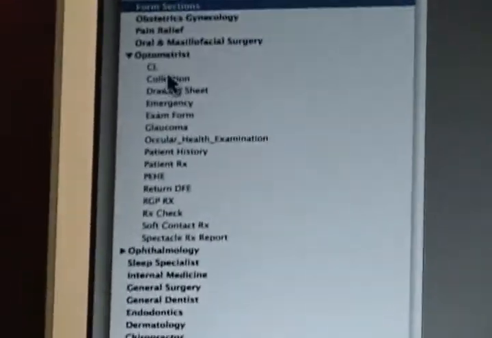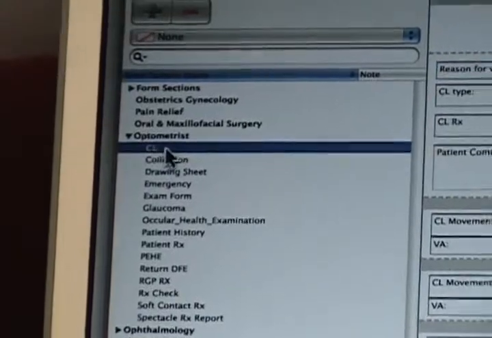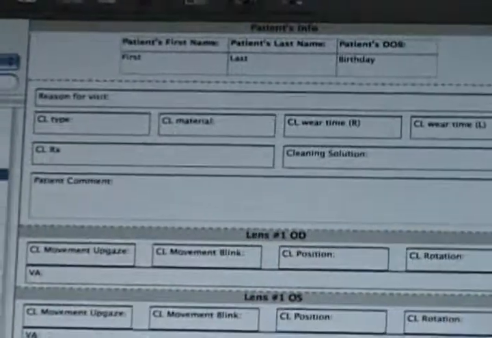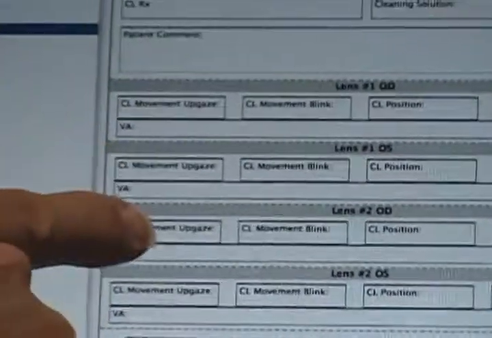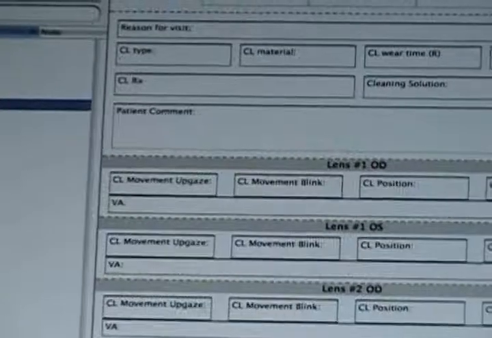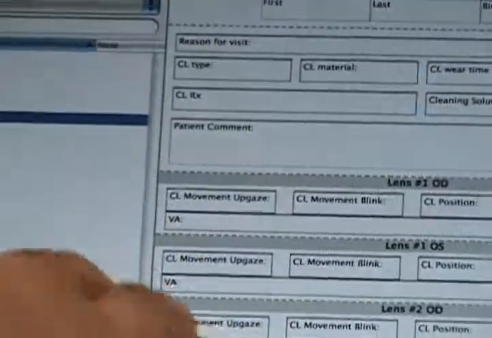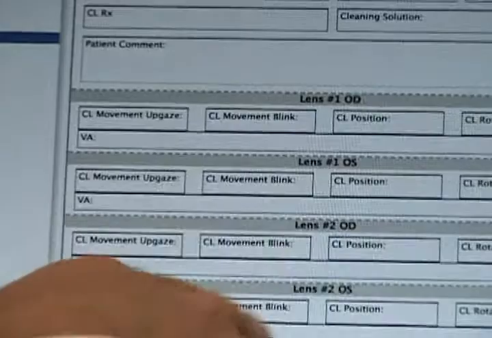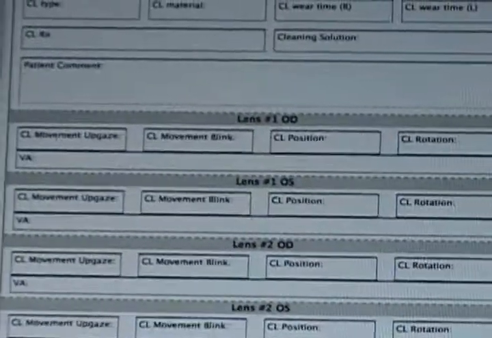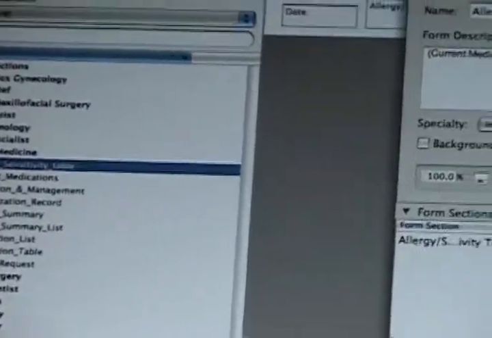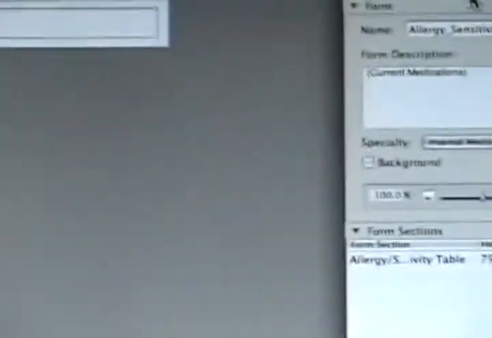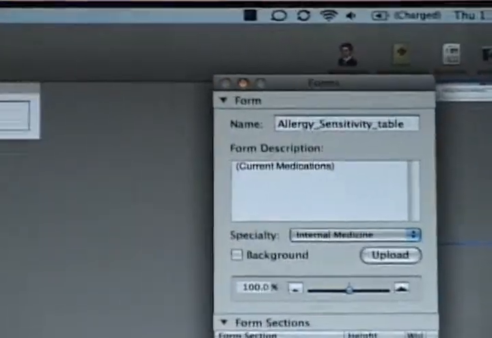So in the case of this optometrist, he might have a form that he's doing, where you see his dotted lines representing where each section is put in. In this case, he's used the same section multiple times, probably because he wants to go back to the same form every time they come in. Each thing that he's doing, lens one, lens two, lens three, however he wants to use it. If I go down to, let's say, internal medicine, allergy sensitivity, there may be only one thing. That's the whole thing that he wanted, and that may be a form for him.